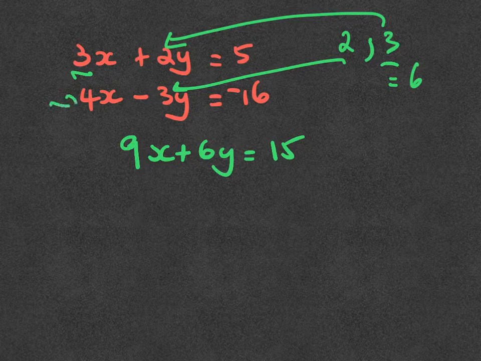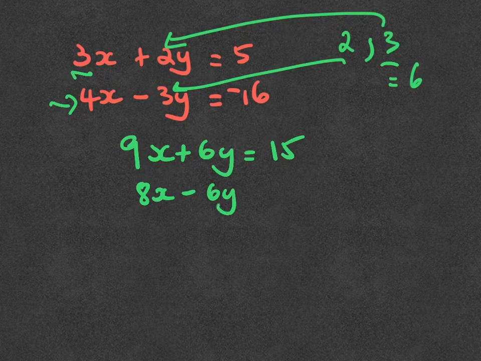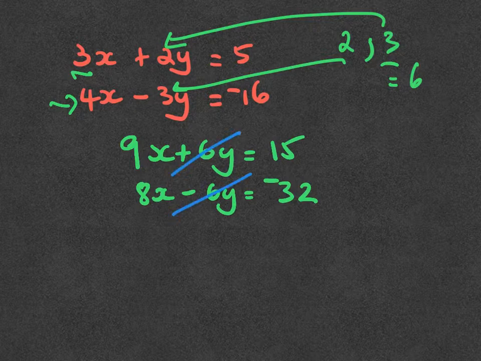Similarly, this one we're going to use 2. So it'll be 8x take 6y equals negative 32. So just like before, because these are the same, we can cross them out because they equal 0. And what we'll do now is add the others together. So we're going to add these together, add these together. So we will actually get 17x.